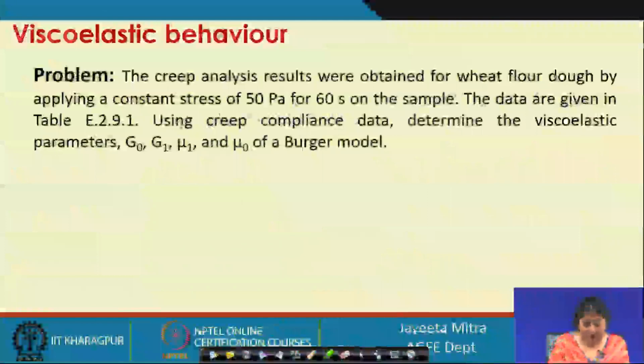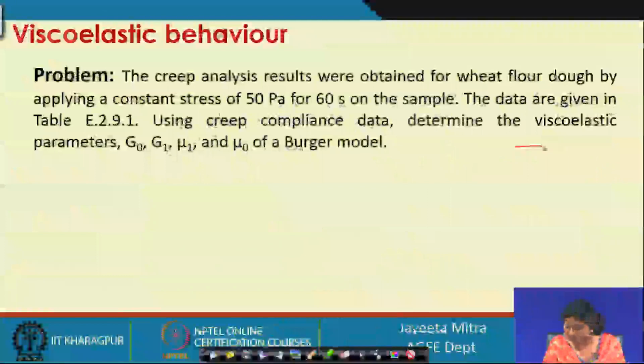So, the stress is given and the initial time, the time duration is given on the sample. The data are given in a table that will show. Using creep compliance data, determine the viscoelastic parameters G0, G1, mu1 and mu0 of the Burger model. So, Burger model, okay, and this problem is being taken from the Sahin Sharpil book.